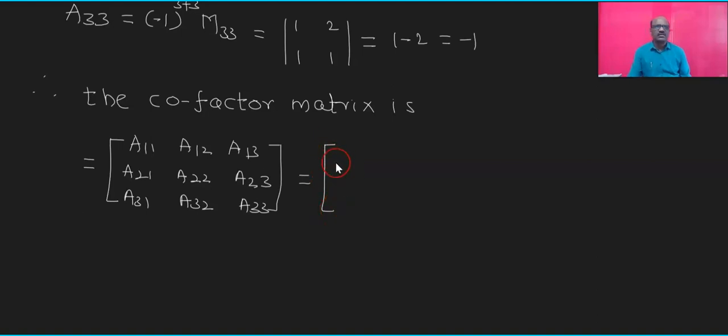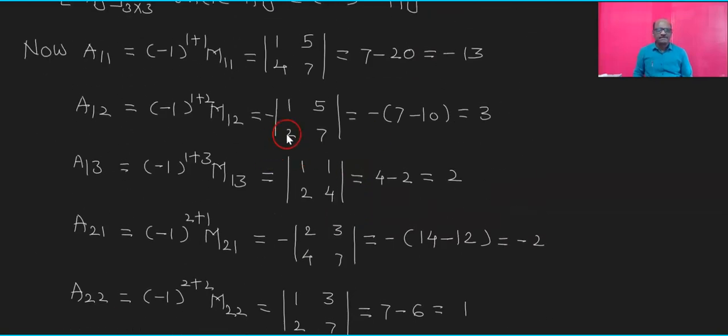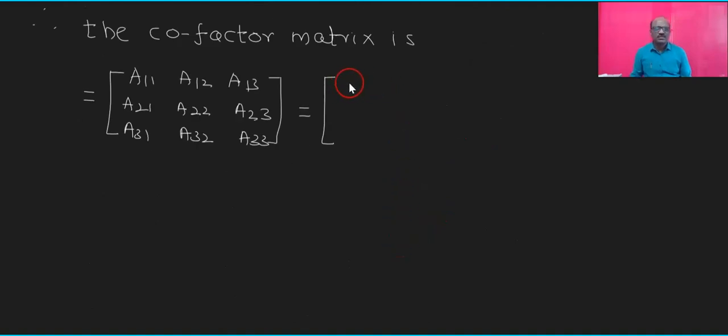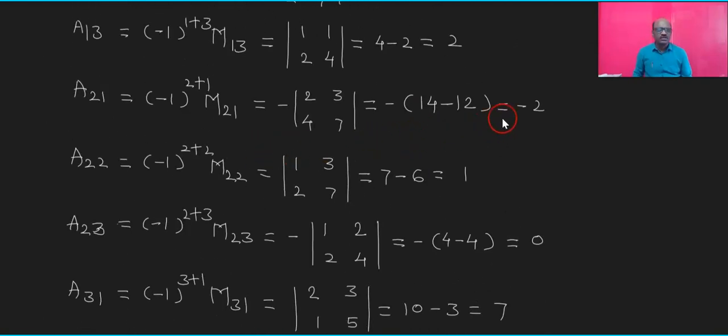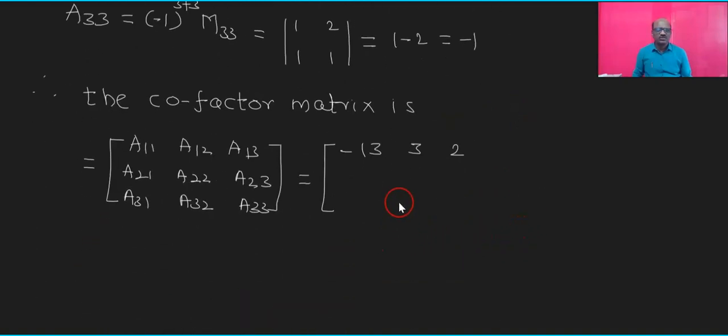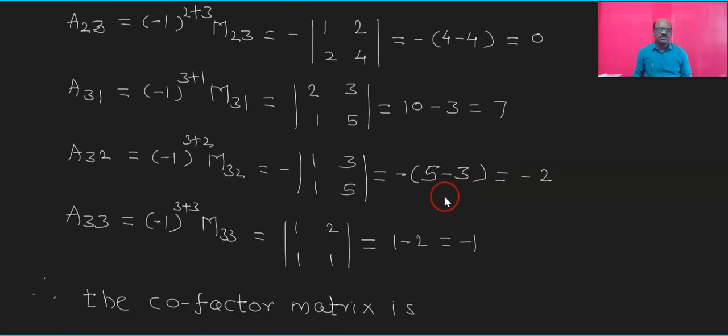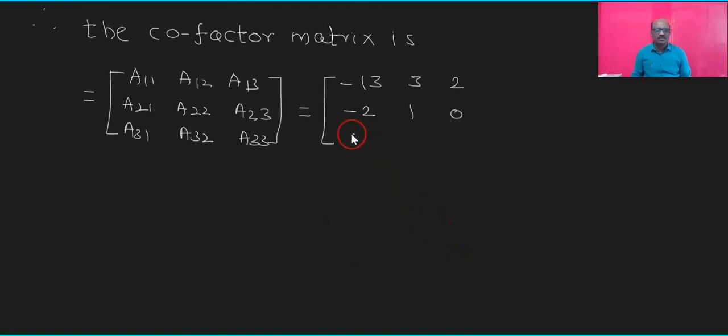And the corresponding elements are, the first is A11 minus 13, 3, 2. Next is A21 minus 2, 1, 0. And the last is 7, minus 2, minus 1.